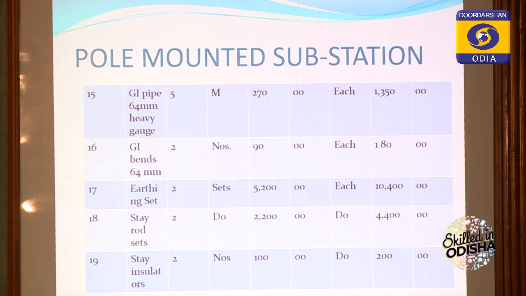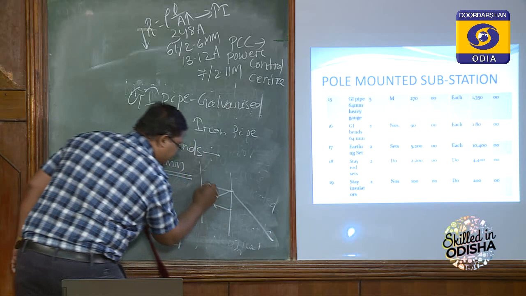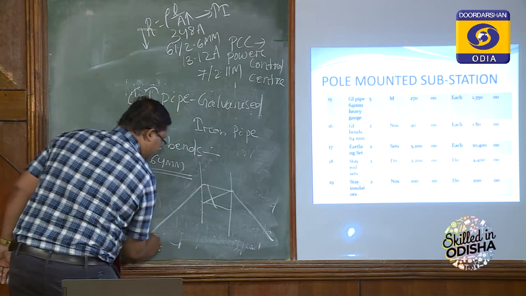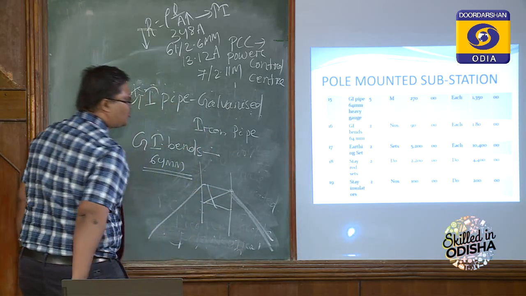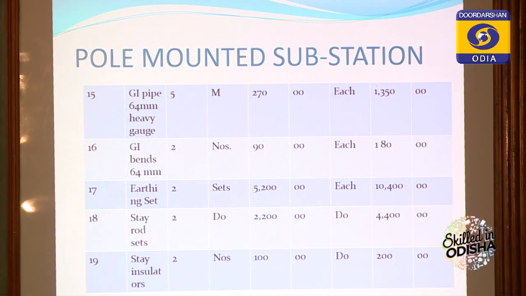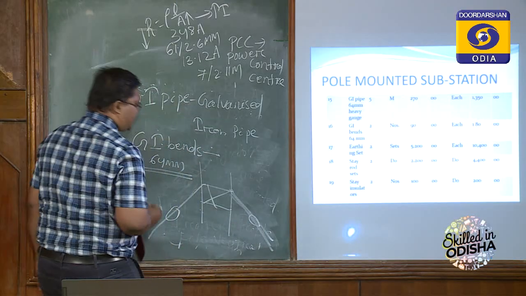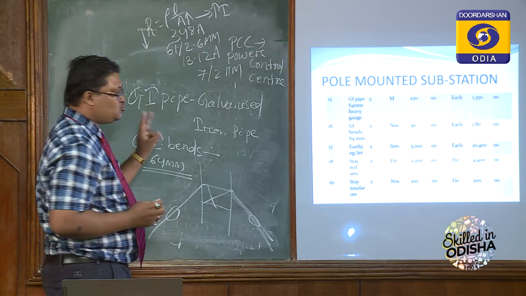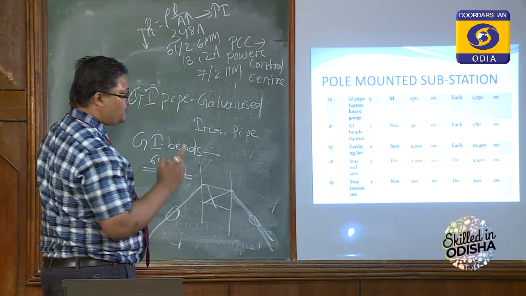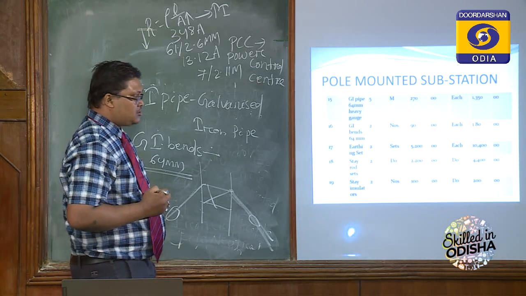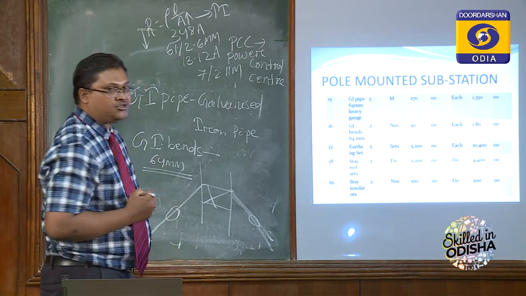Next, stay rod. Suppose this is the H type structure. Two stays are used, one on the left side and another on the right side. Stay rods, two numbers, 2200 is the approximate cost, so the total will be 4400. Next, stay insulator. An insulator is connected to each stay rod. So for two stay rods, two insulators are used at 100 rupees per stay insulator, so the total will be 200.